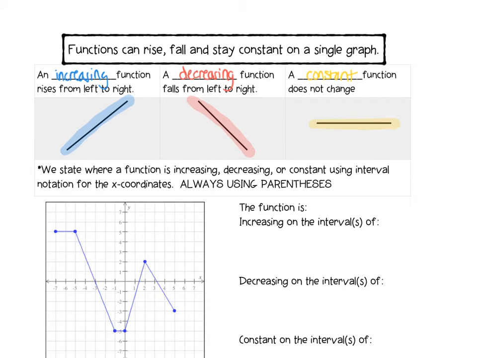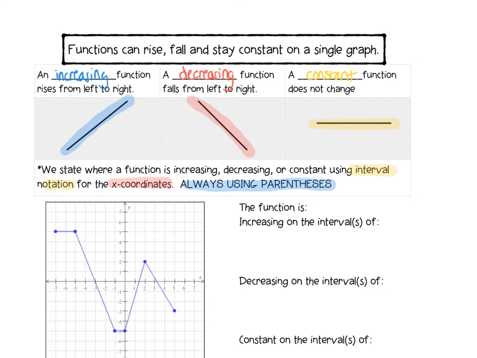Now, when we have to state where a function is increasing, decreasing, or constant, which is what you're going to have to do in ALEKS, we use interval notation. Keep that in mind, which is what we just did on the last one. So we use interval notation, and we only identify the x coordinates. That's important. Another important piece is that you always use parentheses. We're never going to use brackets, and we're only going to name the x coordinates.